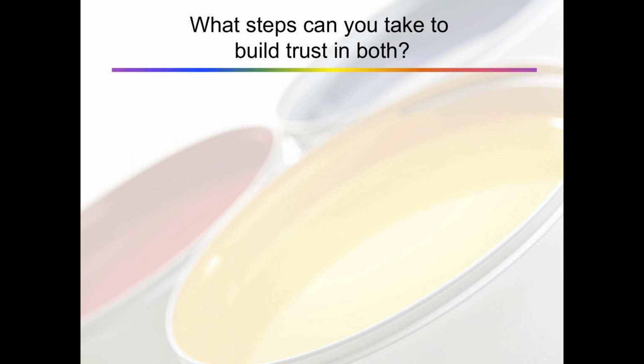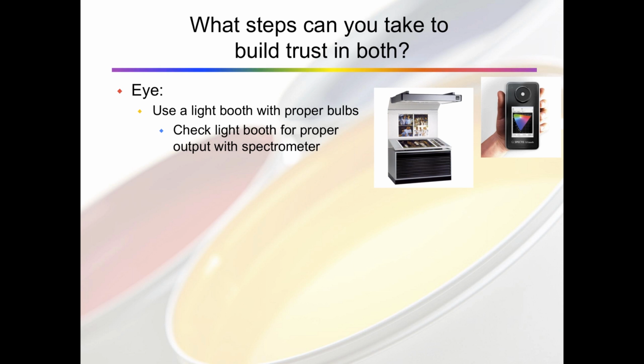Now, what steps can you do to build trust in both? Let's start with the eye. Number one, absolutely most critical, please use a light booth with proper bulbs when you're going to visually analyze some printed material. Now, you can check that light booth for its proper color output with a device called a spectrometer. This can be as simple as an i1 with an ambient light cap, or as I have illustrated in this picture, this device is called a GL Spectus.